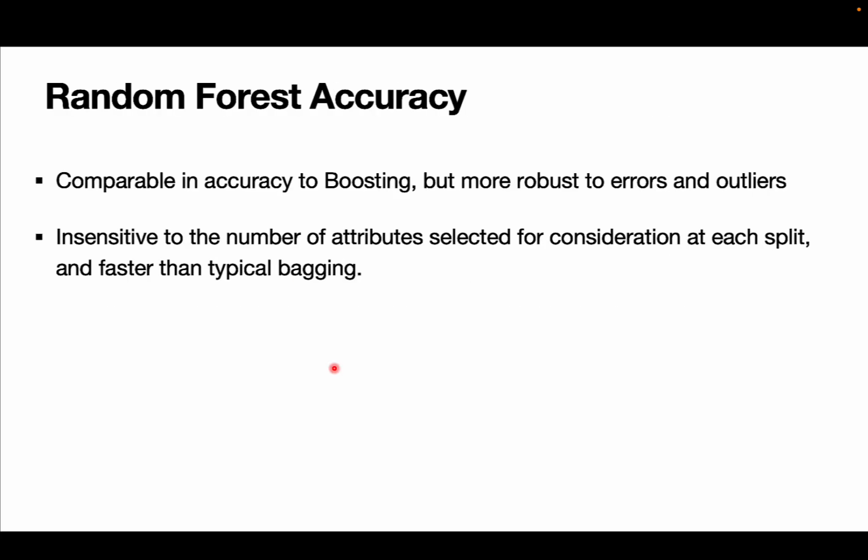When evaluating the performance of random forest, they perform well, although they don't surpass boosting, which we will cover next. However, they offer comparable accuracy, can run in parallel, and handle errors and outliers effectively. Also, they are insensitive to the number of attributes considered at each split, and somewhat faster than traditional bagging.